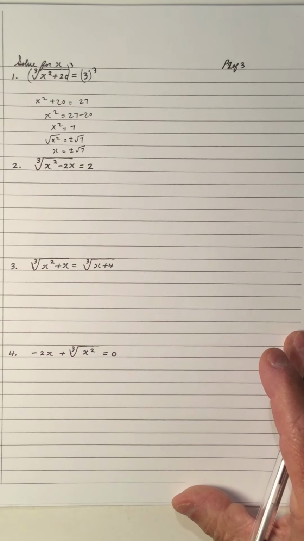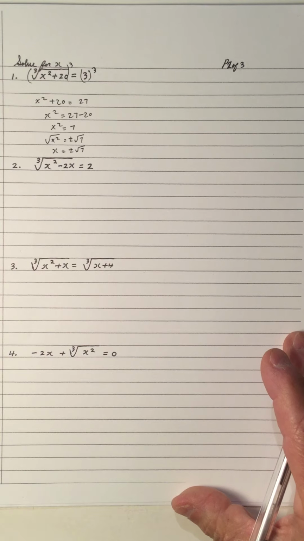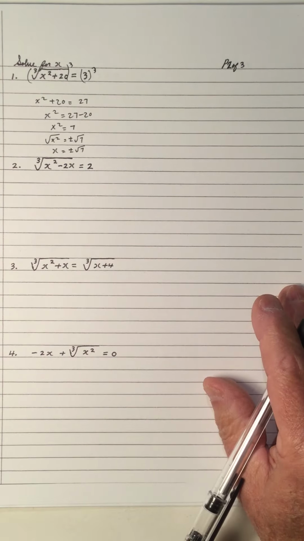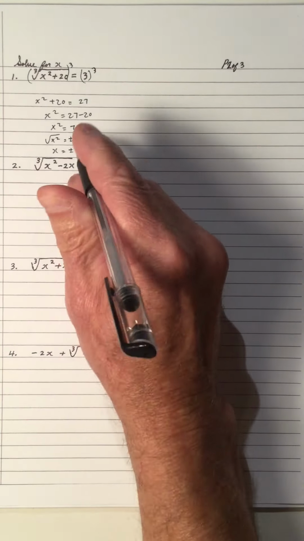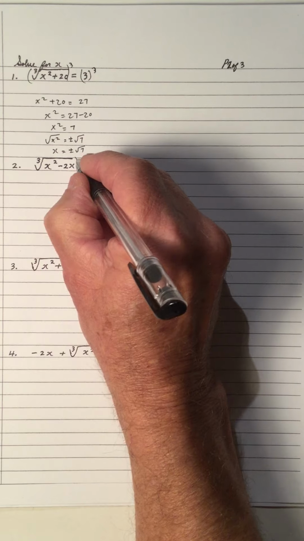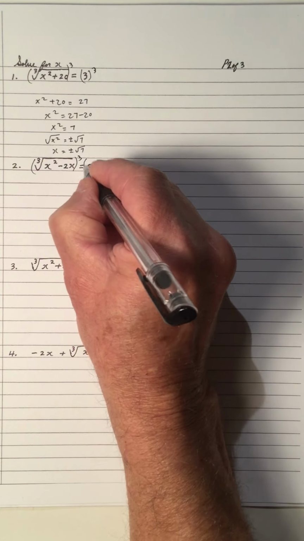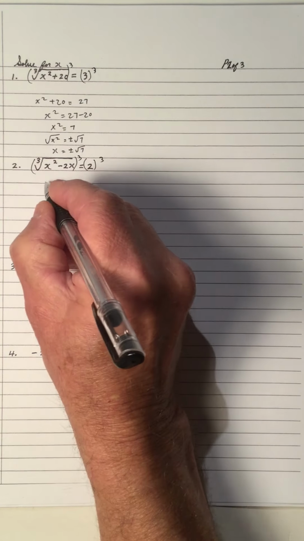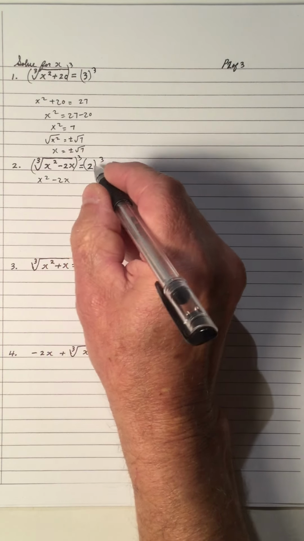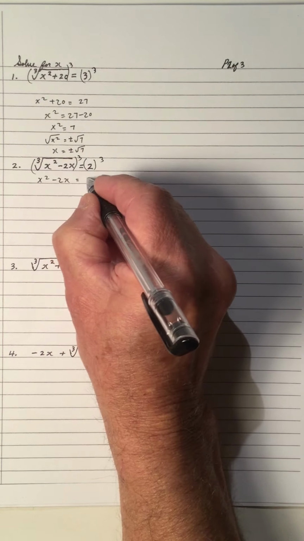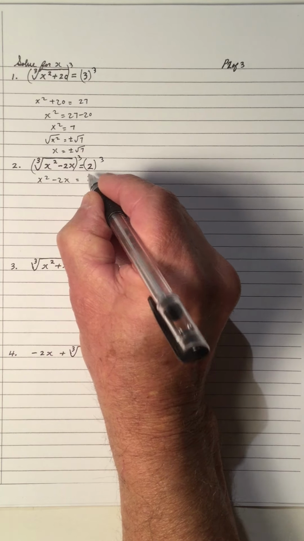As I said, they're going to be a little bit different. And if you want to pause the video and work these out before I do, be my guest. We have the root isolated, so we'll cube both sides. So that gives us x squared minus 2x equals 2 cubed, and 2 times 2 times 2 is 8.